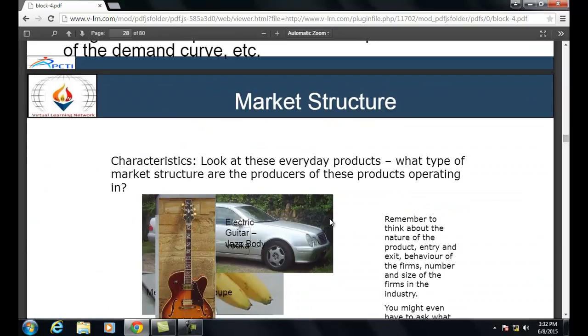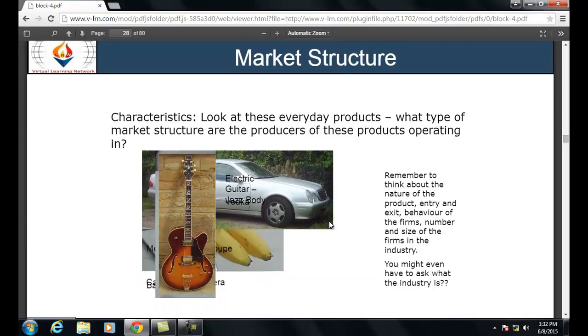Characteristics: look at these everyday products. What type of market structure are the producers of these products operating in? Remember to think about the nature of the product, entry and exit, behavior of the firm, number and size of the firms in the industry. You might even have to ask what the industry is.